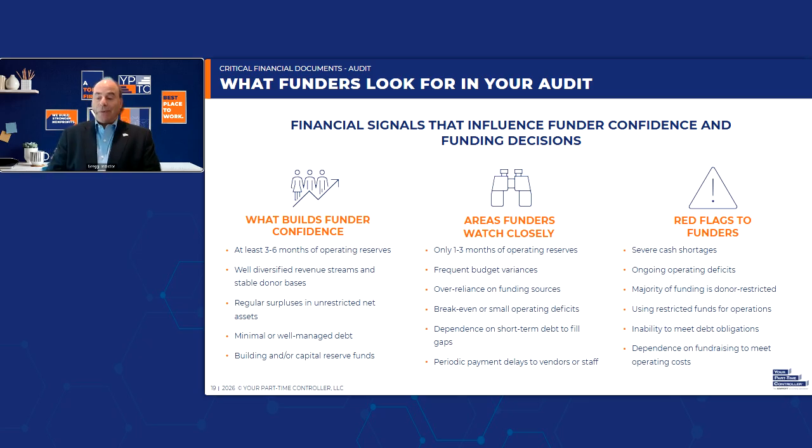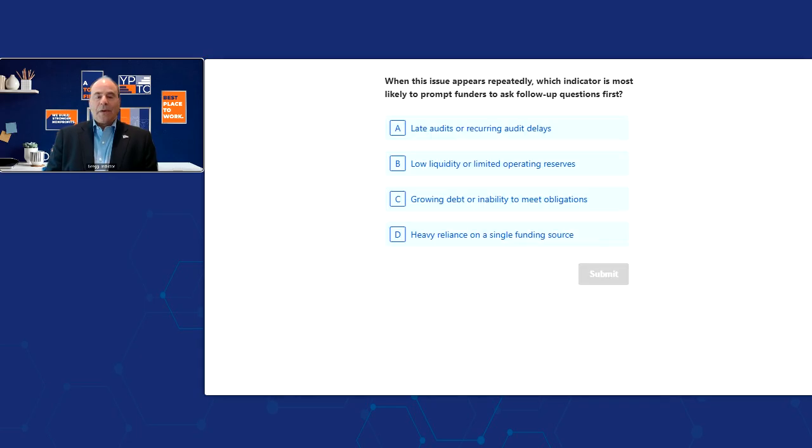We're now going to turn to Form 990. And before we do that, we have our next poll question. So when this issue appears repeatedly, which is an indicator that's most likely going to prompt the funder to ask some follow-up questions? And again, which one of these responses or these potential issues is the big one? One is the big one, and then the other ones I think are going to be the trailing answers. So let's see, what do you all think? Remember, hit the submit button to get credit for CPE. And I'll give you a little bit to answer this question. All right, about 10 more seconds.